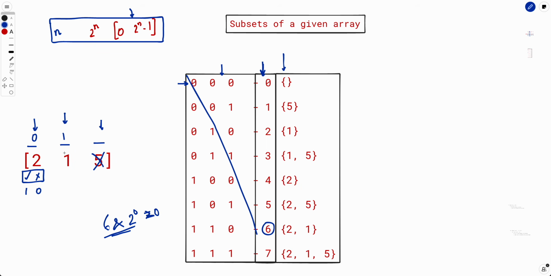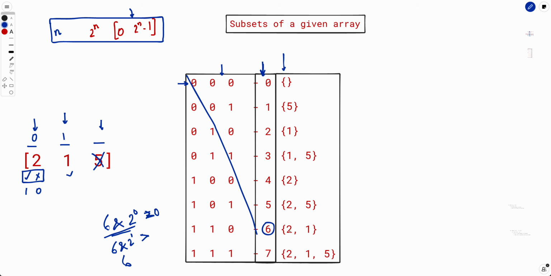Now we'll do the same for this one. We will say, okay, 6 AND 2 to the power 1, is the value greater than 0? You will see the value here would be 2, which is greater than 0, and hence 1 is present in the subset. And we will do the same for 6 AND 2 to the power 2 and figure out that 2 is also in the subset, right?